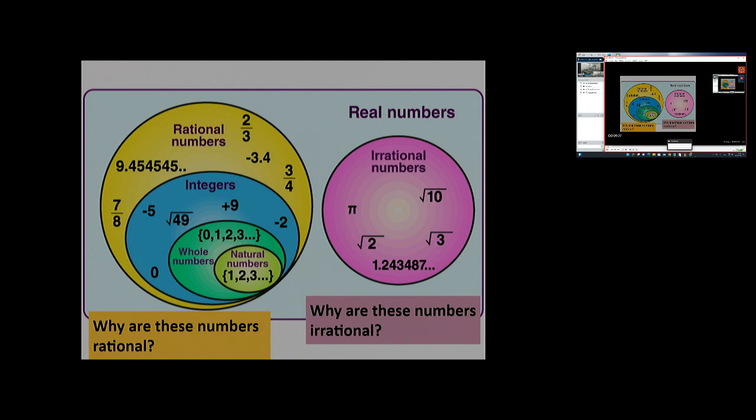Look at here. 1.24348 and so on. Not repeating. Whereas, look at here, 9.454545. 45 is repeating, right? Rational. And this irrational. Understand? Easy? Good. You said yes, but let us see the worksheet and then we will see.